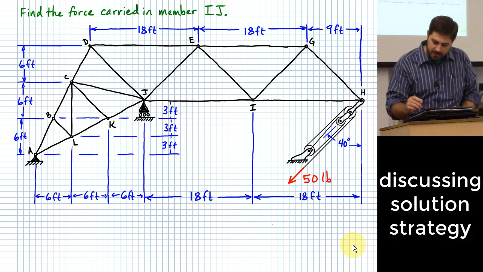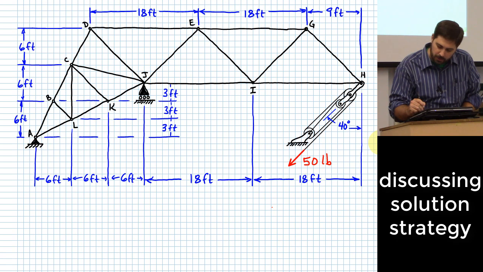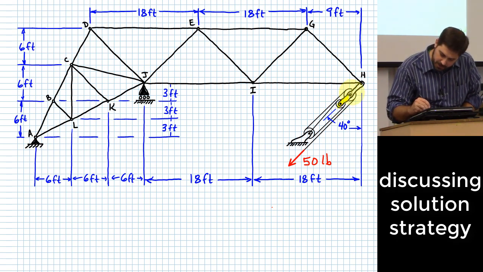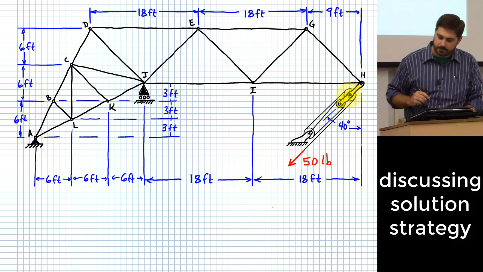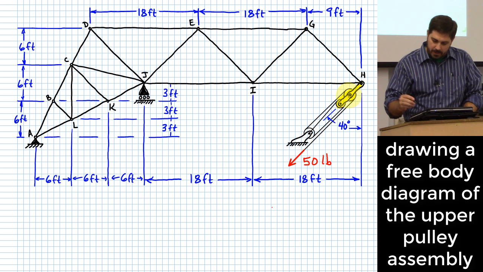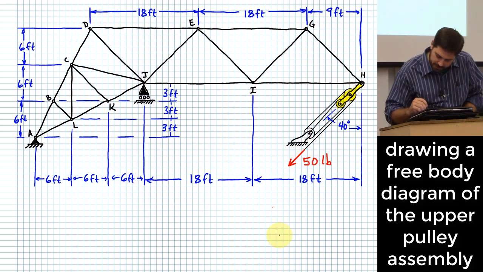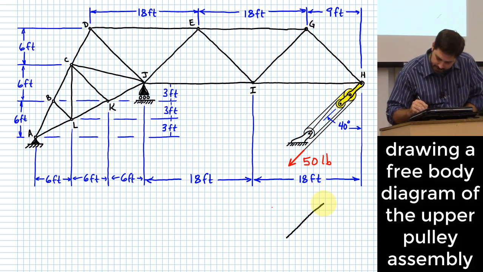So let's think through what a free body diagram would look like of this whole assembly right here that has the pulleys on it. If we draw that, it'll look something like this. We'll have this finger thing that's coming down through the middle. And we'll have a pulley that's right here and another pulley that's right here.